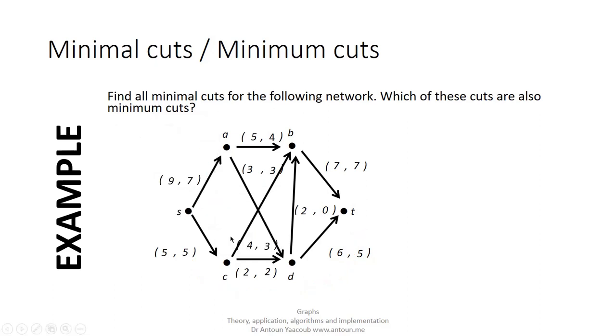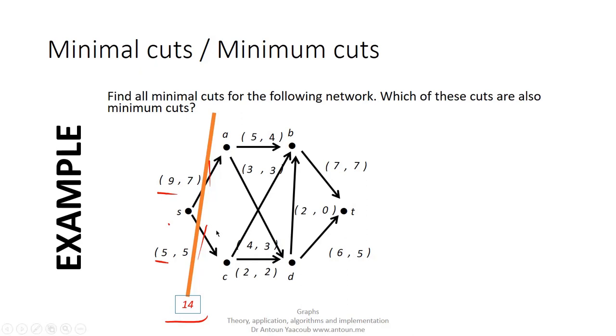So there are a lot of possibilities. For example, if I make this cut, I'm cutting the network. If I remove those arcs, obviously I can send no more flow from S to T. The value of this cut is equal to 14. Why? Because it's equal to the sum of the capacities, 9 plus 5, which is 14.